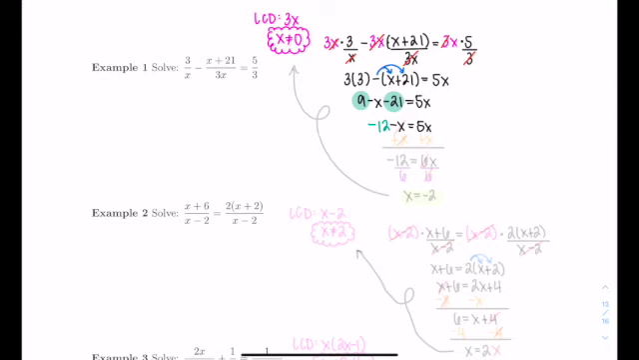And so we want to get all of our x's to one side. I am going to add x to both sides. So it ends up canceling on the left. We have negative 12 equals 6x. And solving for x, we're going to divide by 6 on both sides. And we end up with x equals negative 2.